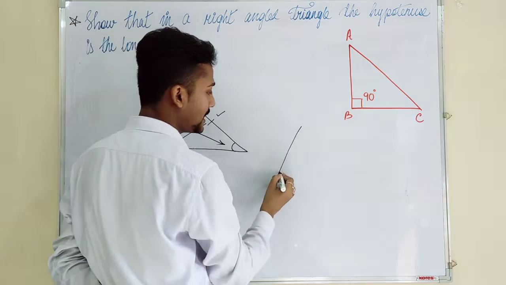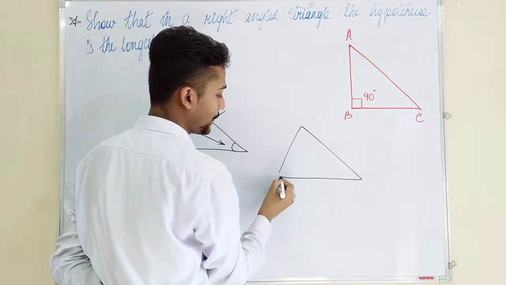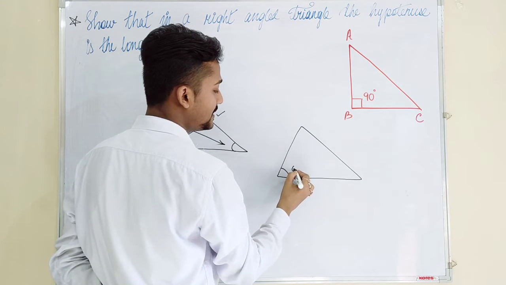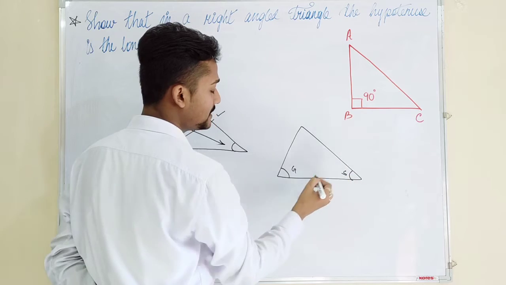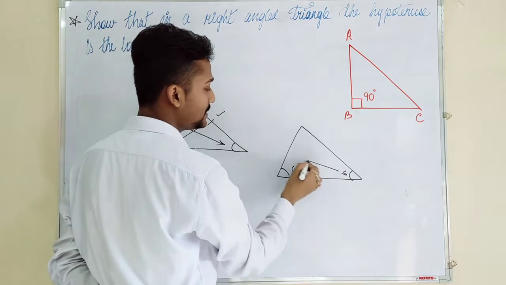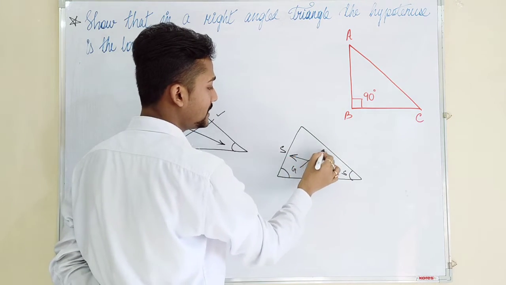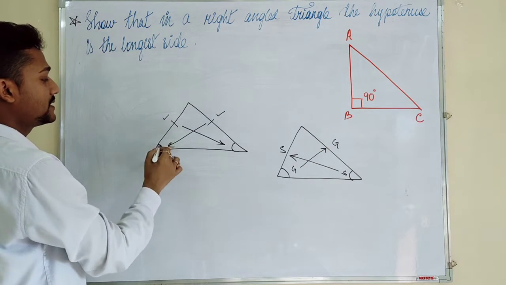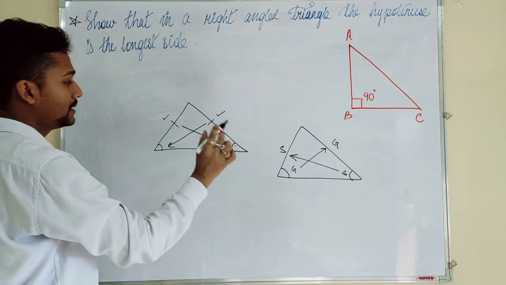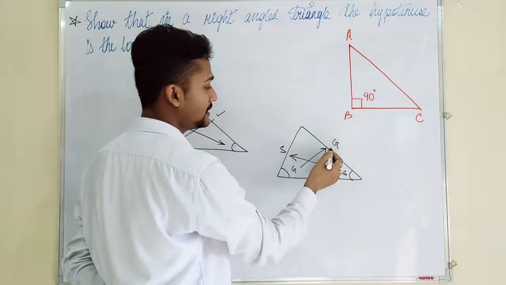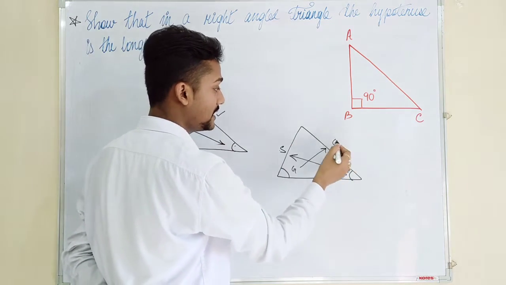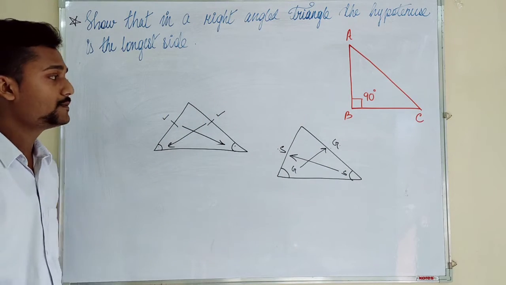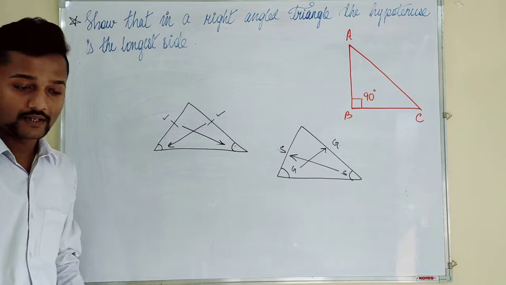Now I take a triangle, and this particular angle is greater than this particular angle, that means this is smaller. Then this particular side will be smaller than this particular side. Vice versa also. If these two angles are equal, then these two sides will be equal. If this is greater than this, then this will be greater than this. And if this is greater than this, then this will be greater than this. This particular part we have done previously.